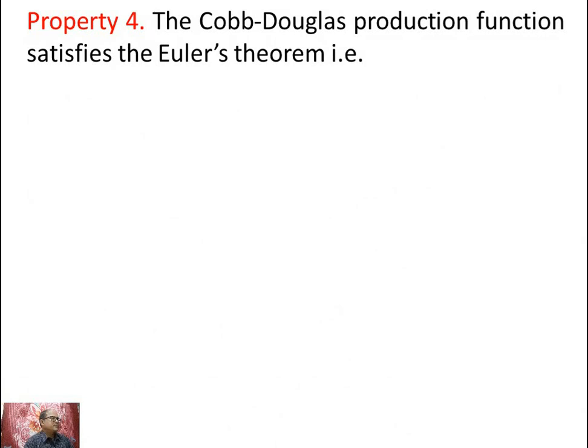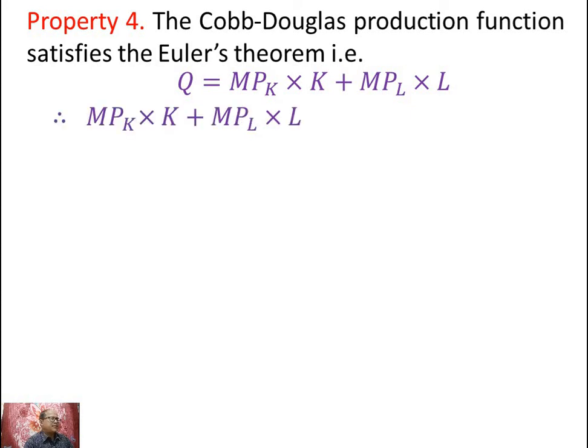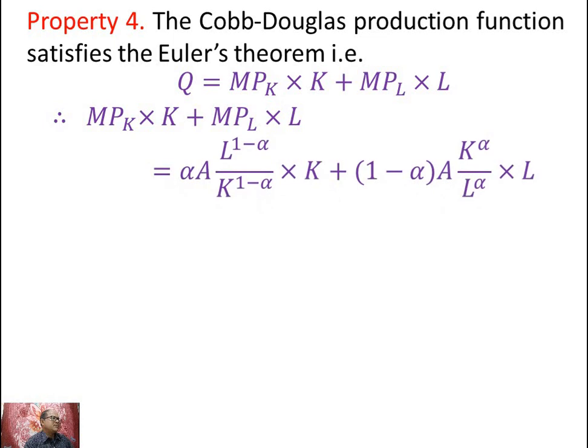Property 4. Cobb-Douglas production function satisfies Euler's theorem, that is Q = MPK times K plus MPL times L, that is marginal productivity of capital multiplied by K plus marginal productivity of labor multiplied by L. Therefore, MPK·K + MPL·L is equal to, here we put the value of MPK. So, this is the value of MPK multiplied by K plus this is the value of MPL multiplied by L.